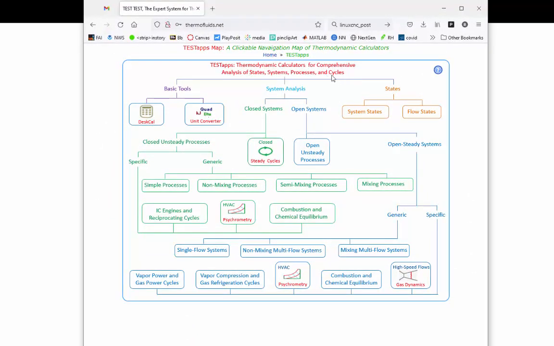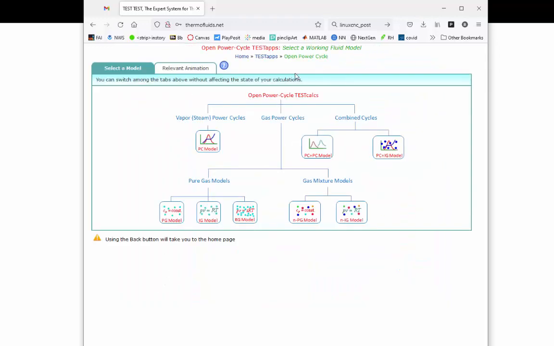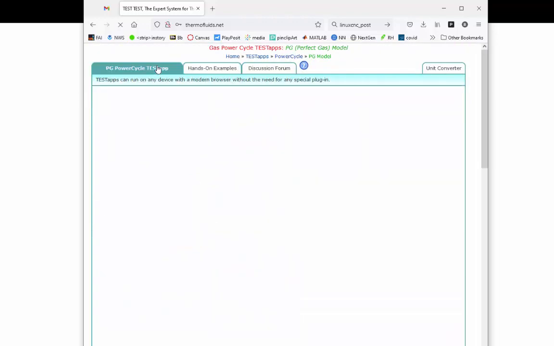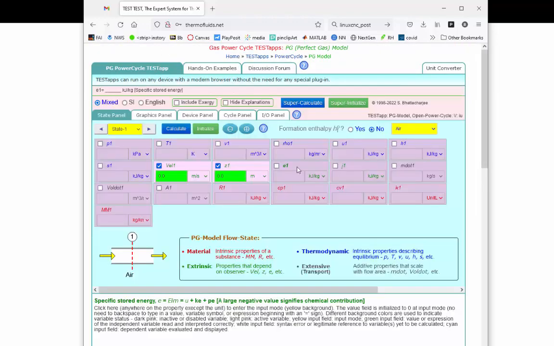So this is going to be a steady state Brayton system. We've got an open system, steady state, and this is actually a very specific one, which would be a gas power cycle. We'll do a single gas with a constant heat capacity, so that's going to be that perfect gas model. We'll go over here and open up our window.